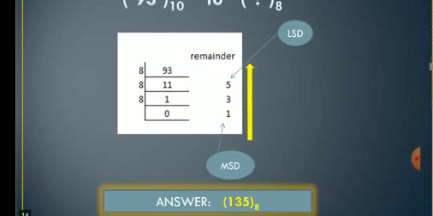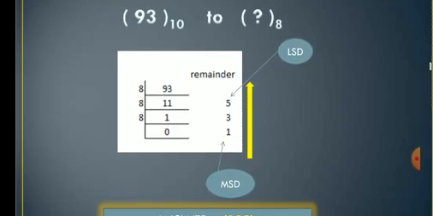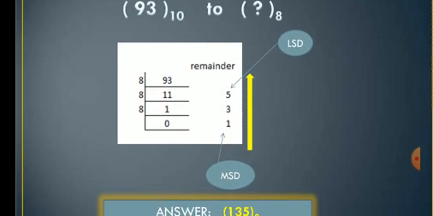So, from the most significant digit to the least significant digit, we should write the number. The number will be 135. This is the procedure to be used for converting from decimal to octal.